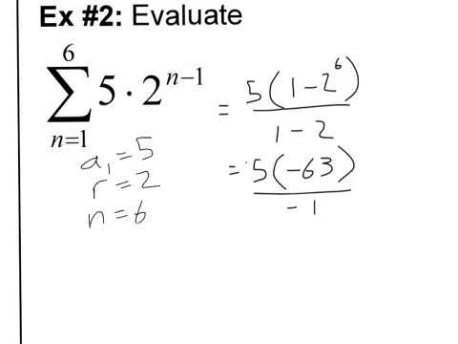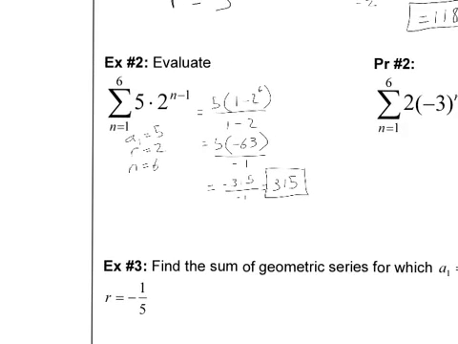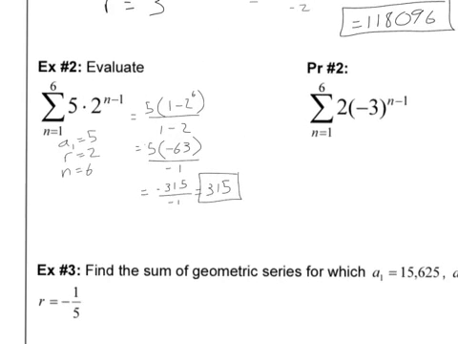And 5 times negative 63 is negative 315, divided by negative 1. That equals 315 total. Boom. Okay, all there is to it. So try this next one on your own.